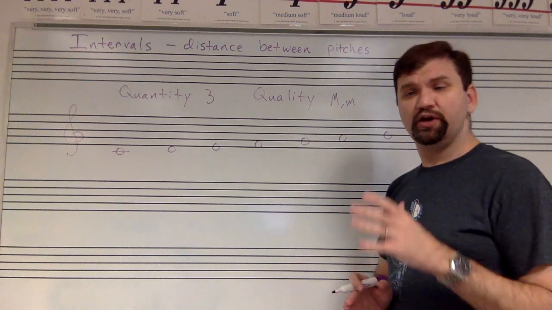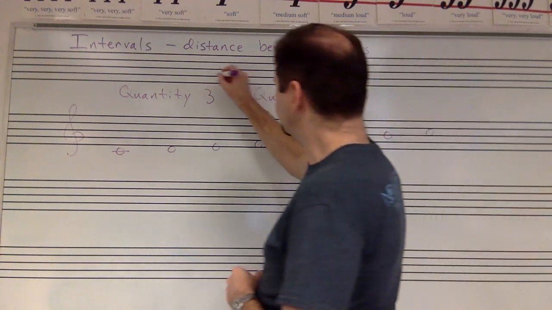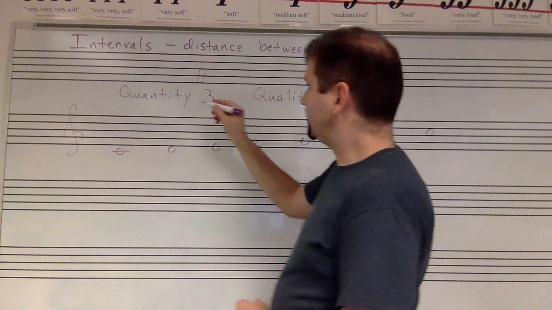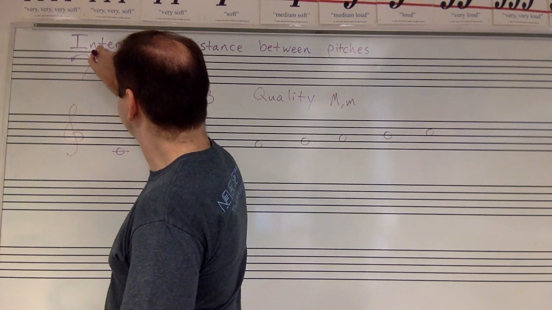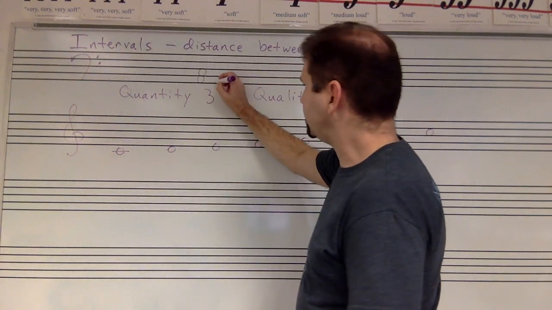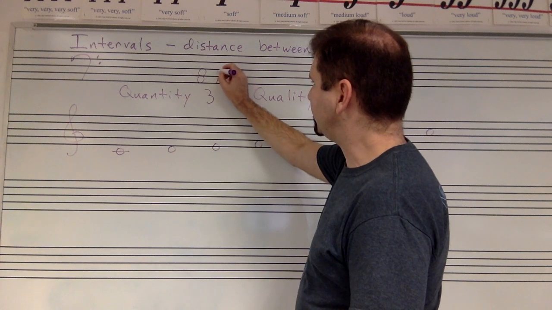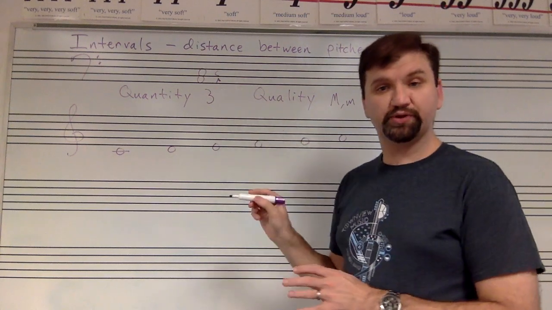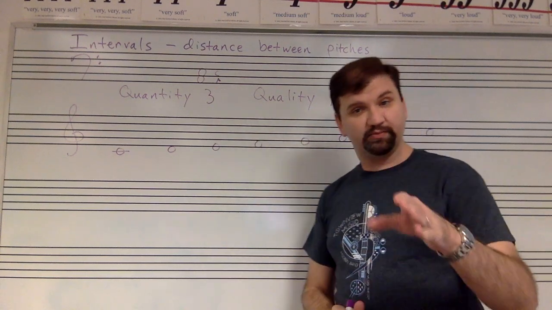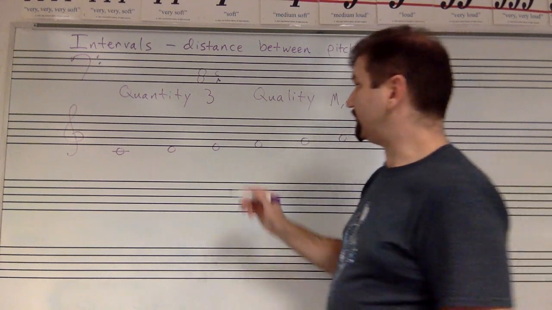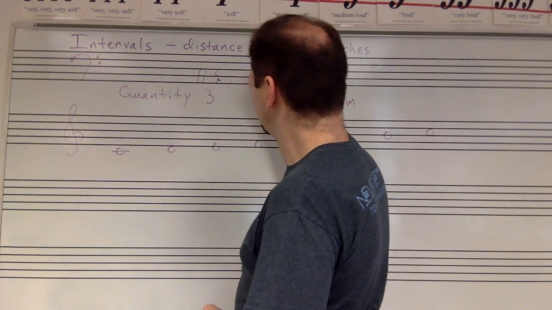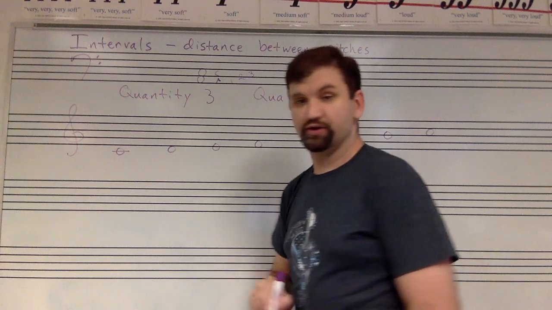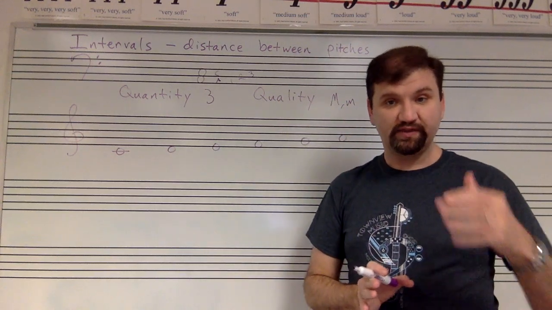Now, to figure out the quantity of the interval, you simply have to look at how many letters it encompasses. If this is a bass staff, and this is an A, and then this is a C, that's going to be a third. It doesn't matter if these have sharps or flats on either or both of them. If there's some kind of A and some kind of C, that's going to be a third, because you start counting with the letter you're on, and then you count the next letter, and then the next letter. So if it spans 3 letters, then it's a third.